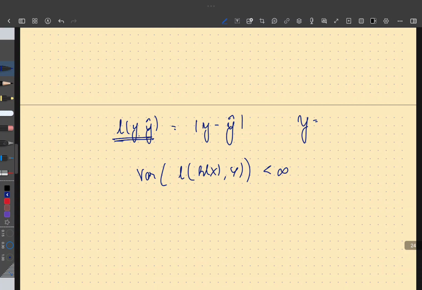As long as I'm able to use a tail bound, I'm fine. But again, all of these are sufficient conditions. Just because I'm not able to prove it using a tail bound doesn't mean that it is not PAC learnable. It's easier to prove that this is PAC learnable rather than to say that it is not PAC learnable.